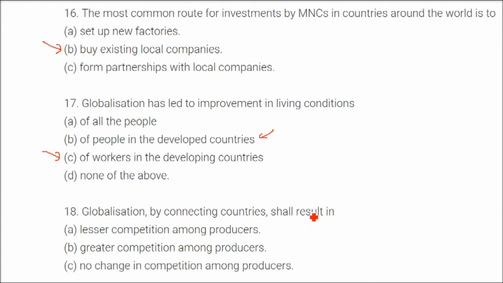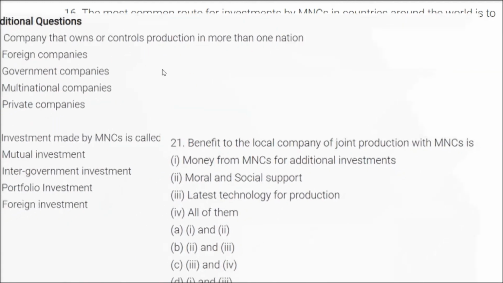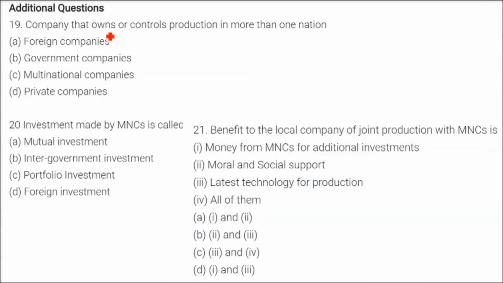Globalization, by connecting countries, shall result in greater competition among producers. A company that owns or controls production in more than one nation. So what is this? The answer is multinational companies or multinational corporations. Investment made by MNCs is called foreign investment.